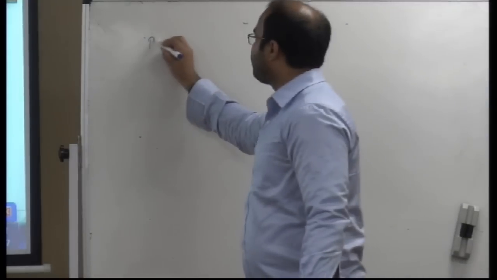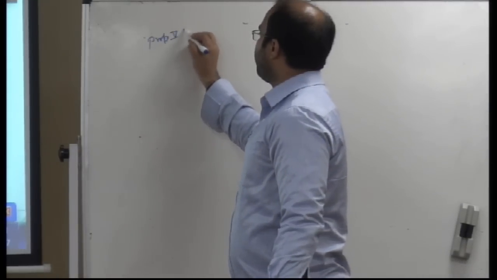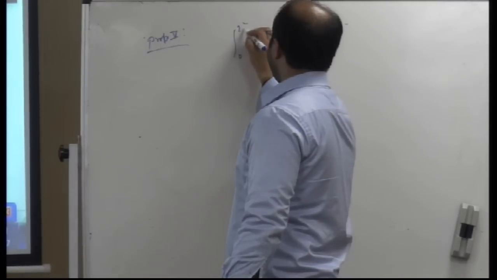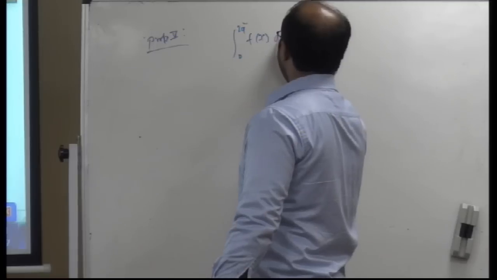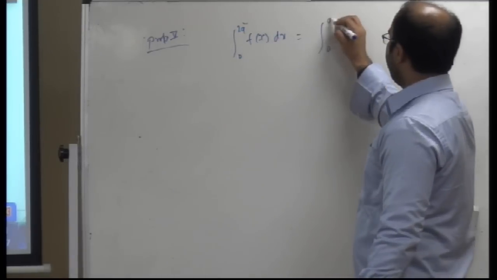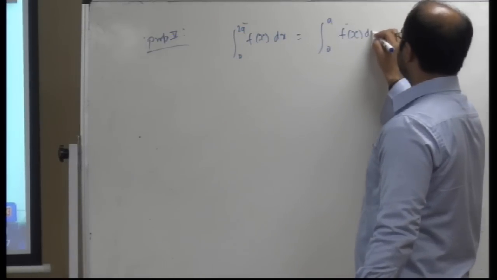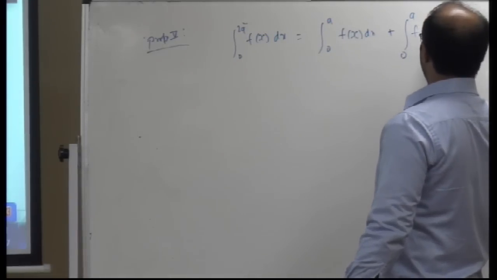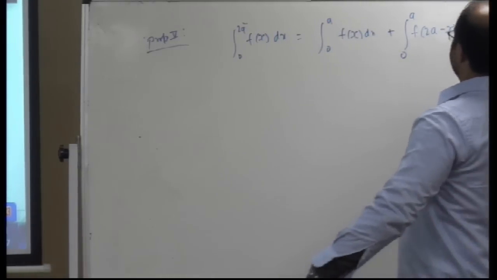Now we come to the fifth property. The fifth property says the integral from 0 to 2a of f(x) dx can be written as the integral from 0 to a of f(x) dx plus the integral from 0 to a of f(2a minus x) dx. This is how you can write this.